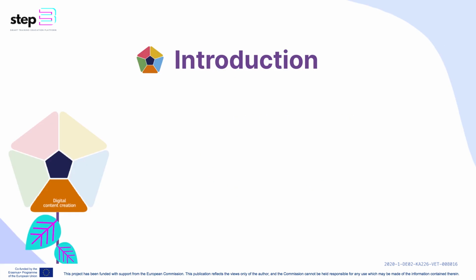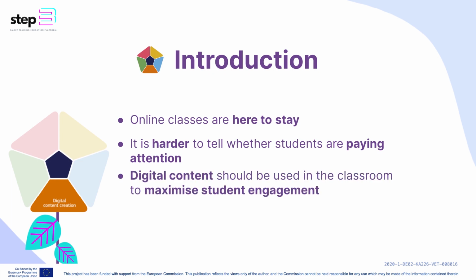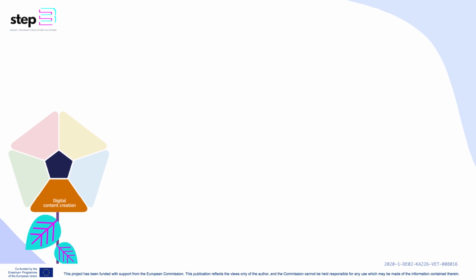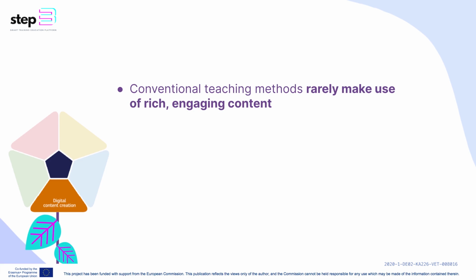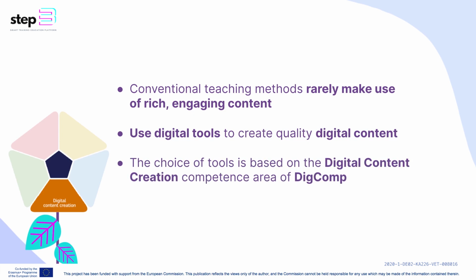Online classes are here to stay, even if it happens in a hybrid form. One of the main drawbacks is the difficulty to tell whether students are paying attention. In the traditional classroom, after all, it was easier to tell by body language, for example. This is why digital content should be used in the classroom to maximize student engagement. Unfortunately, conventional teaching methods rarely make use of rich, engaging content. However, you can use digital tools to create your own quality educational content. The choice of tools is based on the digital content creation competence area.